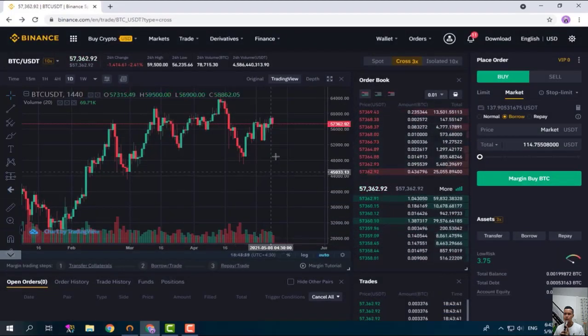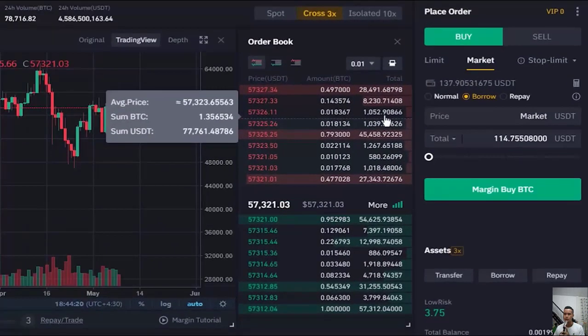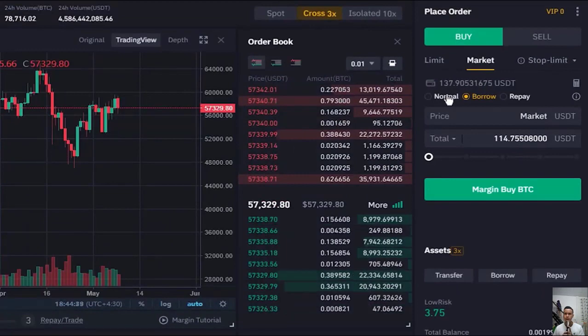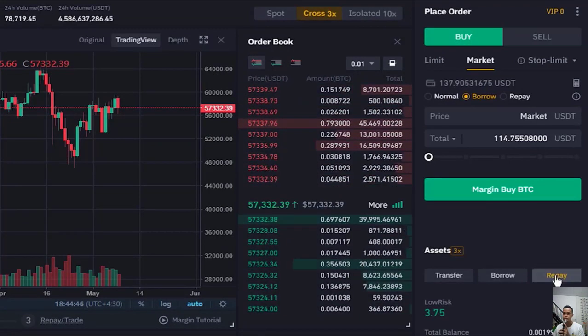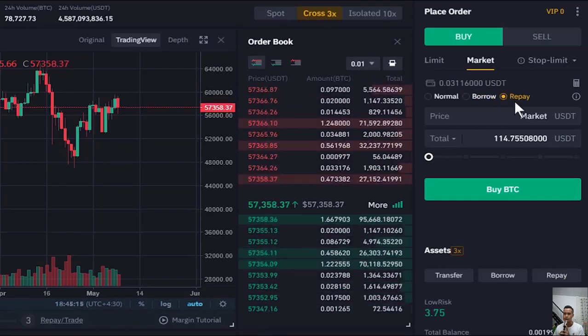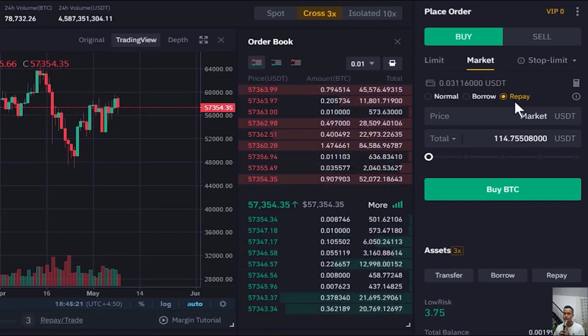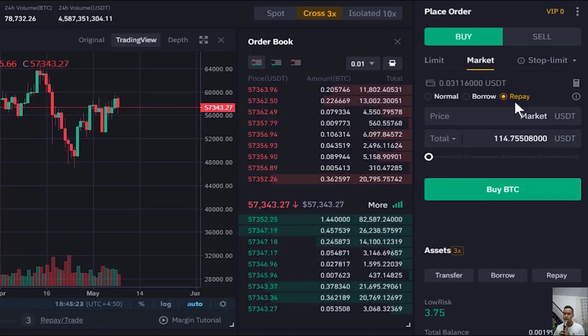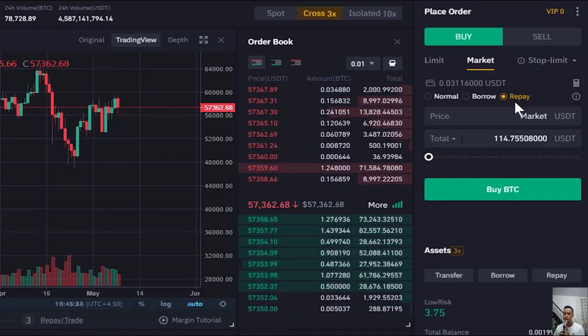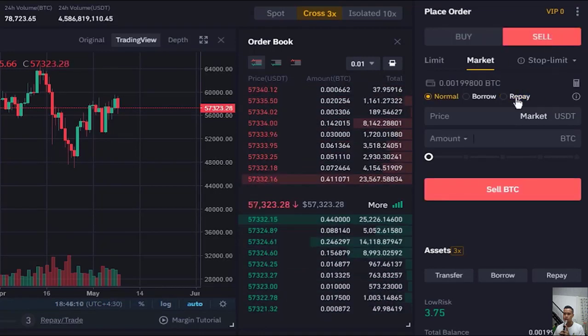Now consider that the price advanced to our expected target and we want to sell our Bitcoin and repay our debt. One way is just like the previous example, selling our Bitcoin in the normal way and then repaying our debt with the help of the repay button here. But an easier way is using the repay option to automatically repay our debt. When we sell our BTC and receive USDT, the USDT is used to repay our debt on USDT, the USDT that we borrowed. So let's go to market order, which is already selected. We go to the sell tab, selecting repay.